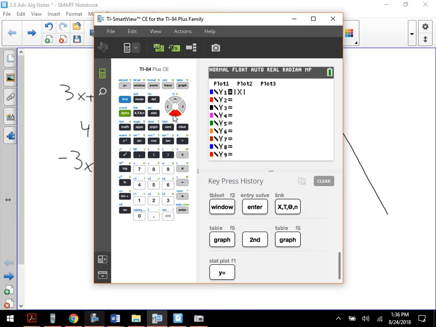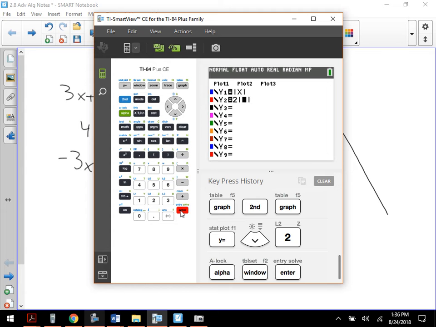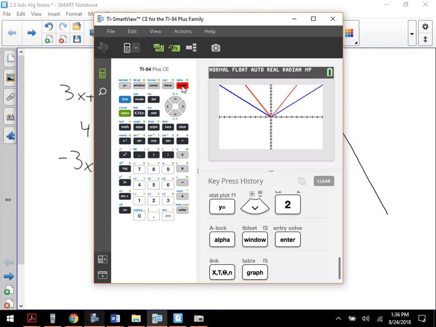Hit the down button to go pick another graph. Now I want to put in the number 2 first, and now absolute value, alpha window. It's already highlighted because it's the first option. Hit enter, and let's put the X in again. Now hit graph. What's changed? The lines themselves have become narrower, but think about it in terms of slope. It becomes steeper, right? So again, think about it in terms of order of operations.